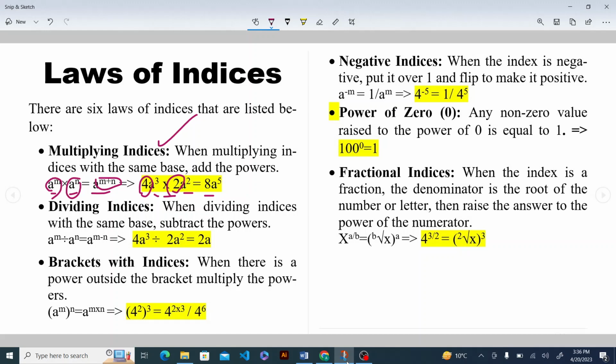The second law is dividing indices. For division of indices, here indices means index forms. The law says when dividing indices with the same base, subtract the powers.